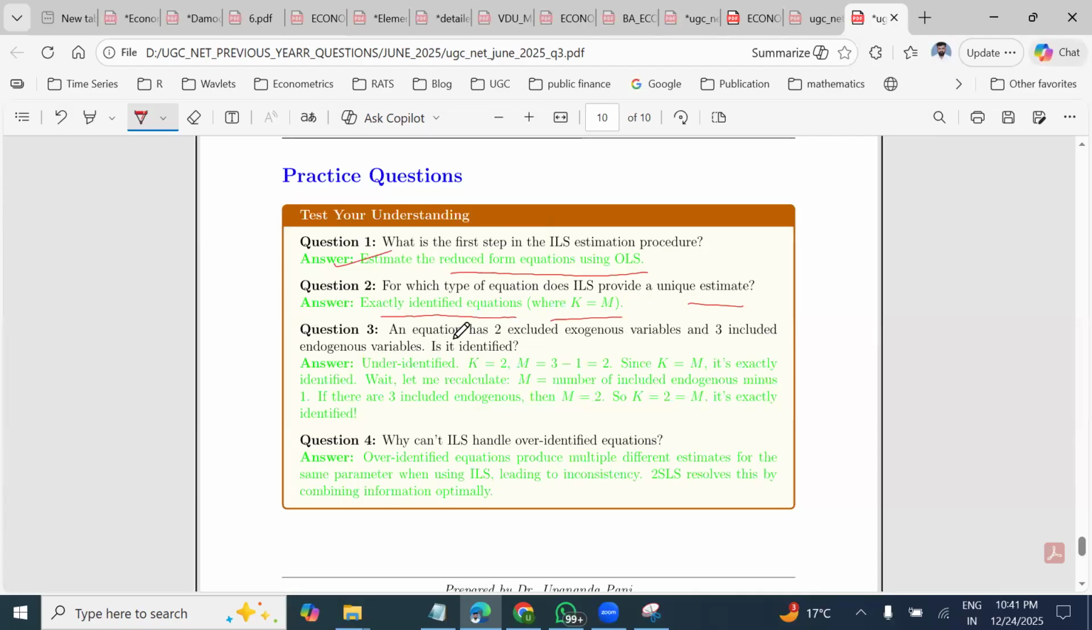Question number 3: an equation has 2 excluded exogenous variables and 3 included endogenous variables. Is it identified? So k is equal to 2 and m is equal to 3 minus 1, which is 2. Because k is equal to m, it is exactly identified.